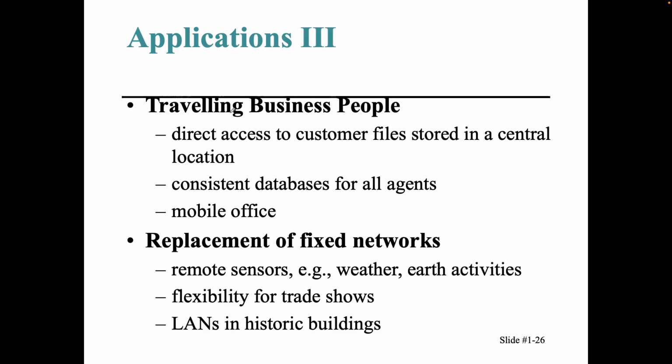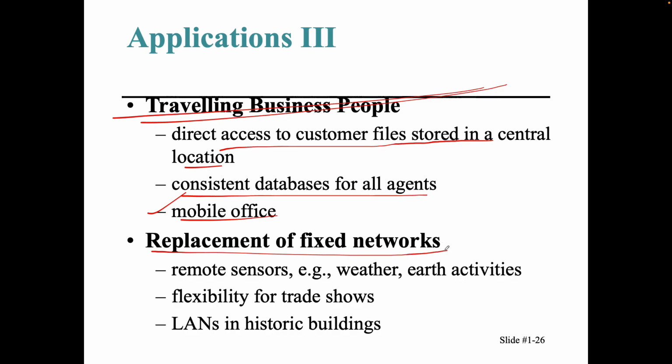Application 3, traveling business people. Of course, we can go about stating endless examples, like traveling business people, campers, there's no end to it, but let's see. Direct access to customer file stored in central location, consistent database for all agents, mobile office. Replacement of fixed network, remote sensors, example weather, we saw that earlier. Flexibility for trade shows, lands and historic buildings.